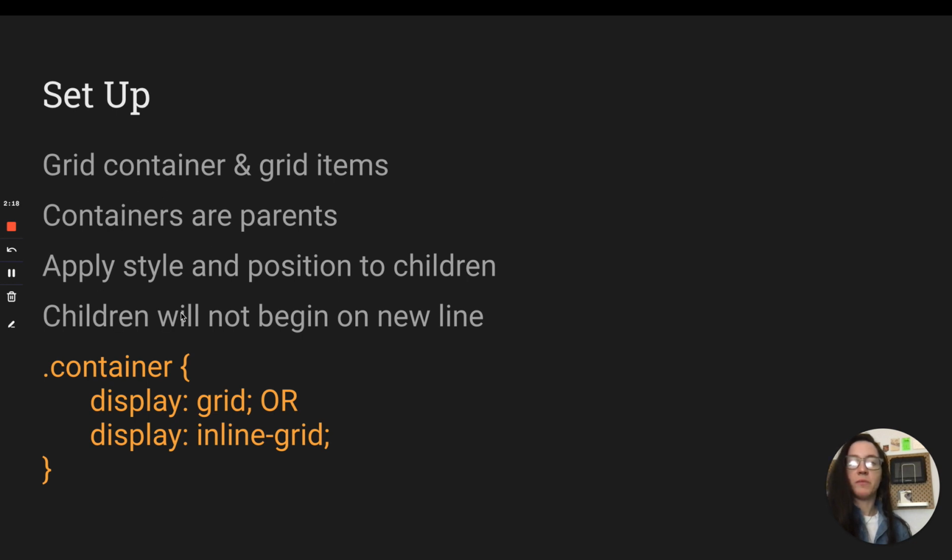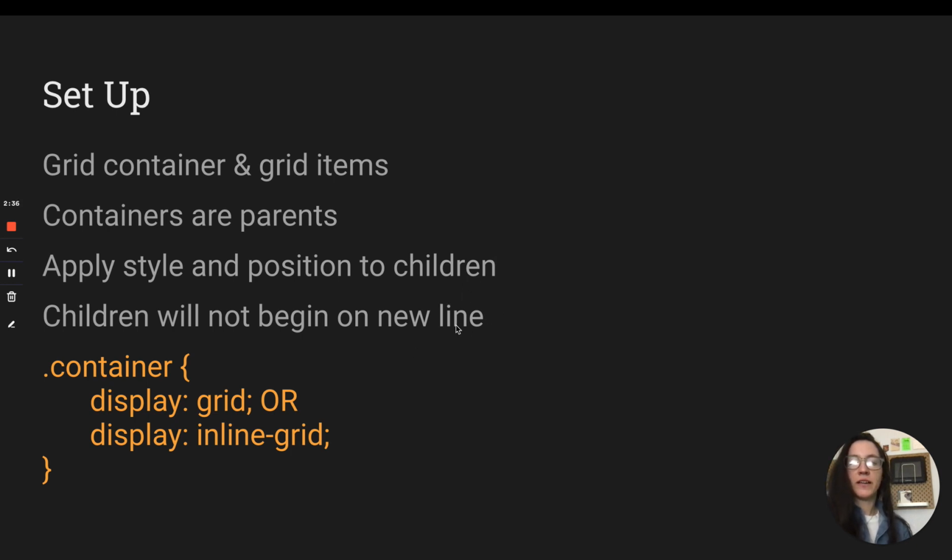Grids allow you to use both rows and columns. In order to set them up, just like with Flexbox, you say display: and then instead of flex, you say grid. And just like with flex, you can also do inline grid if you want to have multiple grids next to each other.